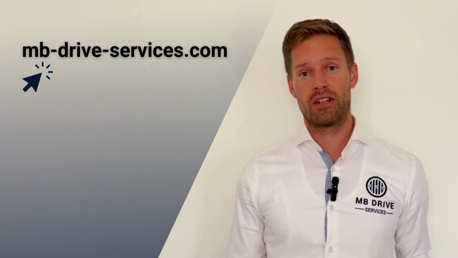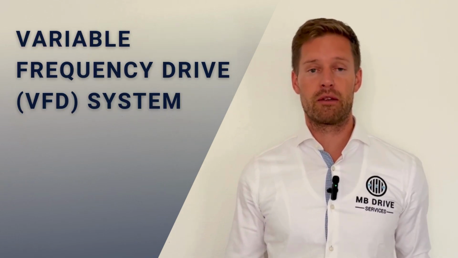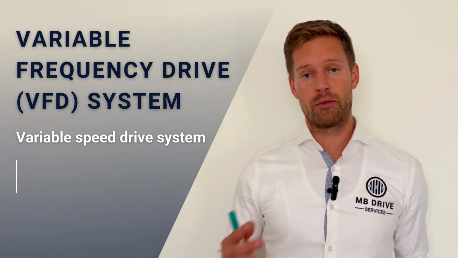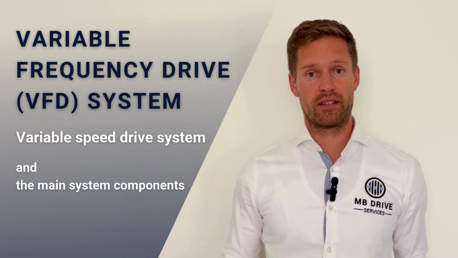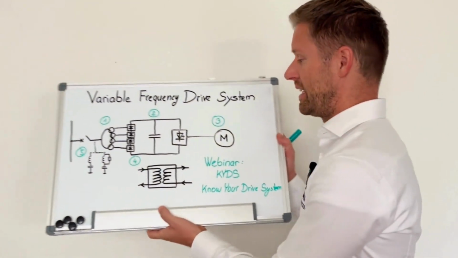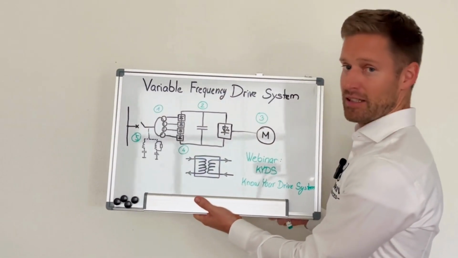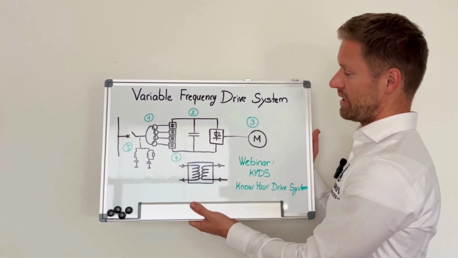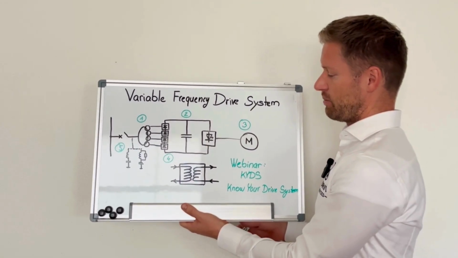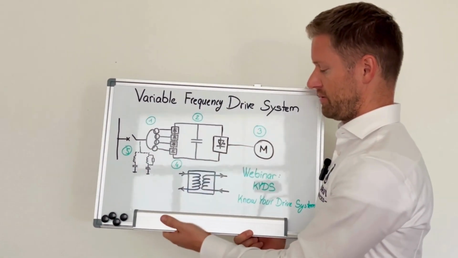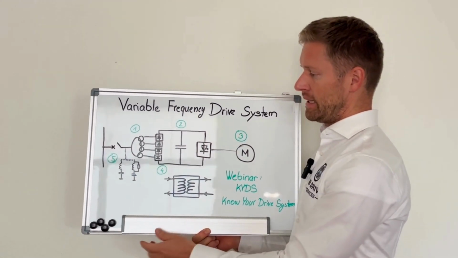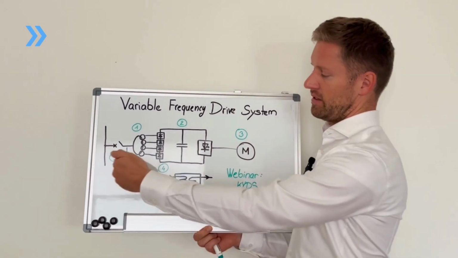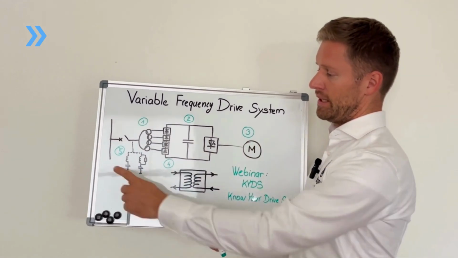In this video I would like to talk about variable frequency drive system or variable speed drive system, and particularly the main system components. For that purpose I have prepared this diagram as an example of a drive system, and I will explain it with the help of this chart. So we will start from the left and go to the right in the direction of the power flow.